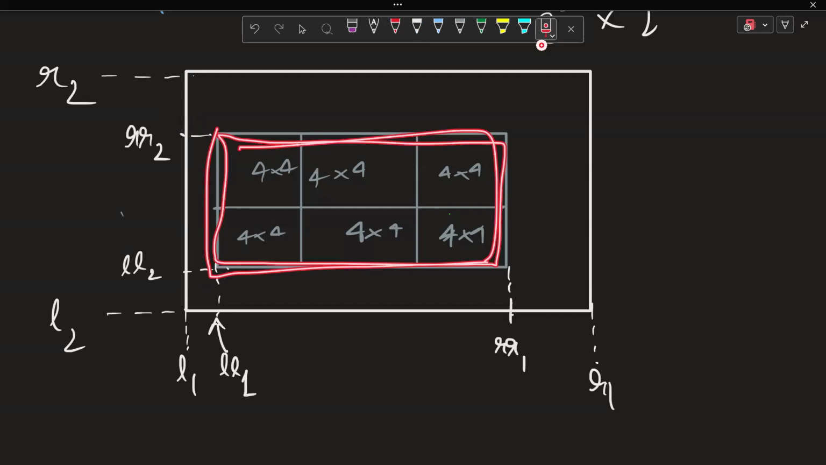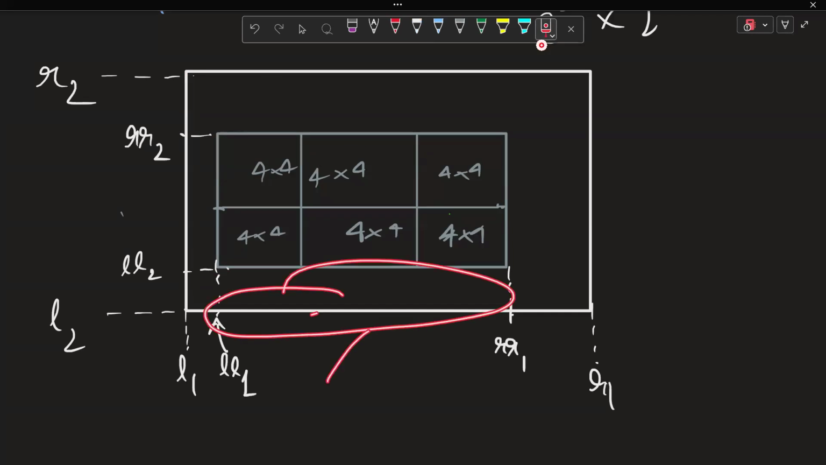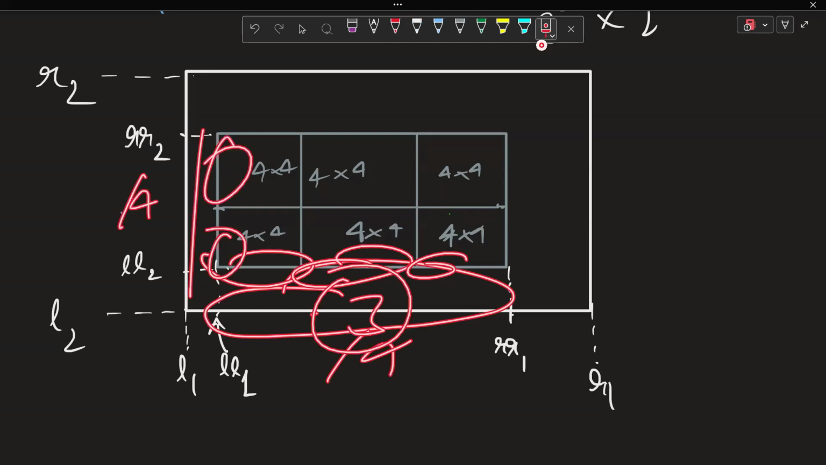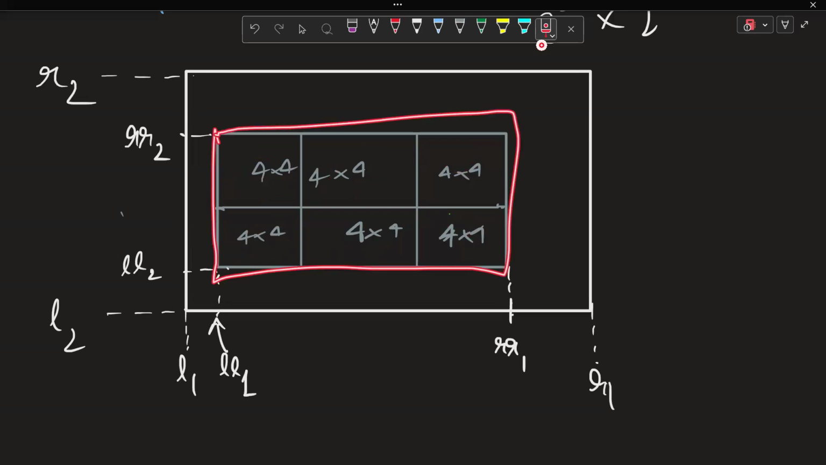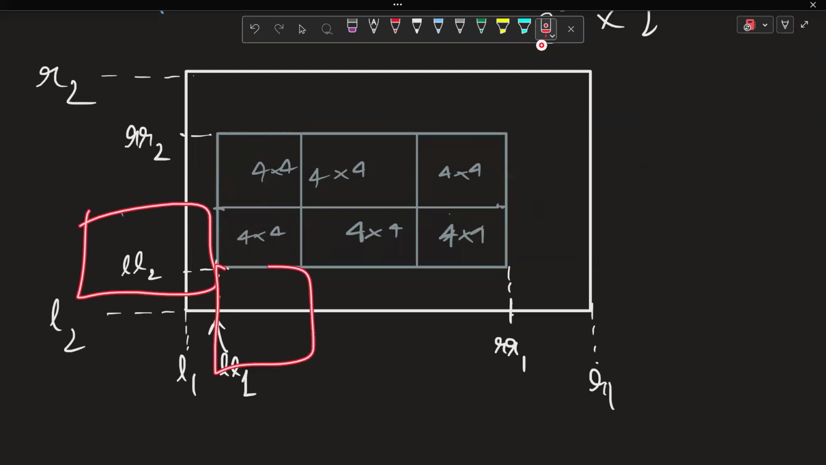And how many 4 cross 4 squares would be needed? This length divided by 4 would give you 1, 2, 3, so 3. And this length divided by 4 would give 2. So 3 into 2 equal to 6 squares were needed. This way you computed that a total of 6 squares were needed to cover this range with 4 cross 4 squares. And you cannot fit in more 4 cross 4 squares, because if you try, it would go out of the range. Same on all the sides.